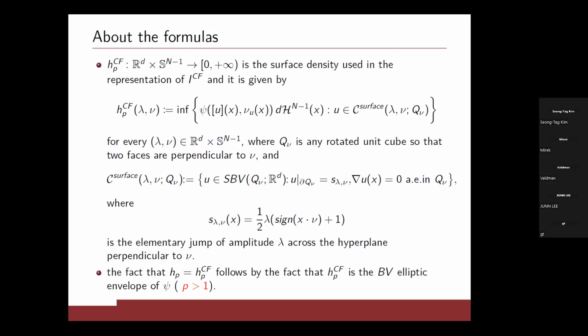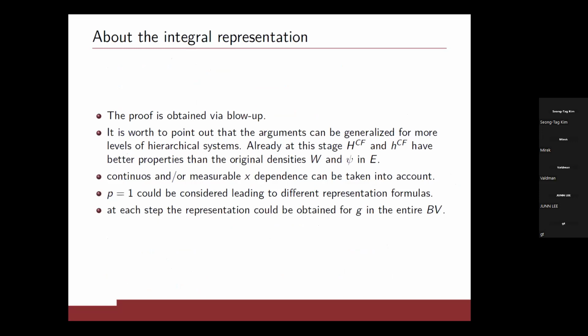So you are minimizing over all the possible SBV fields which coincide with the jump function 0 lambda on the cube, which has one side parallel to nu, and which are all the fields which are piecewise constant, let's say. Okay, then I'm not entering into details about the proof, but the arguments are the ones via Braides.